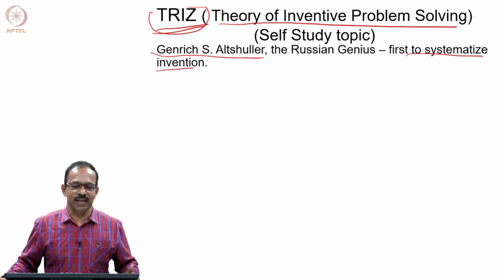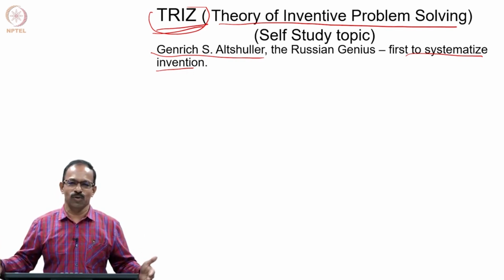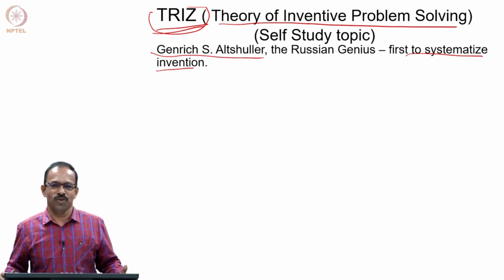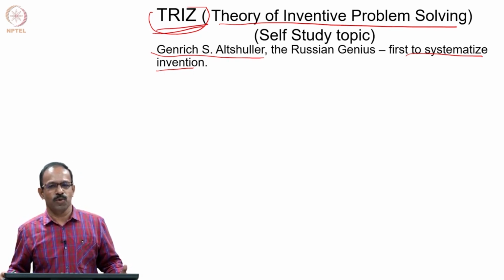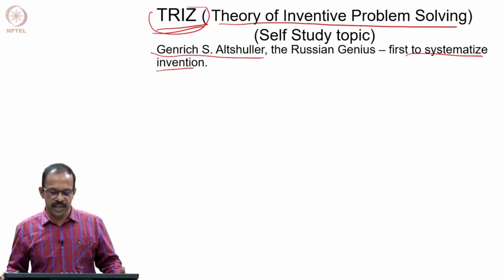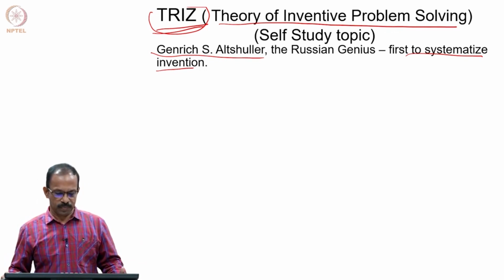Finally, he said that any invention can be done in a systematic way. Normally we think that invention is not a systematic process, you keep on searching and you will find a solution. But he says no, do not do it that way. There is a systematic way of approaching the problem and you can solve it. So, that is the theory of inventive problem solving.